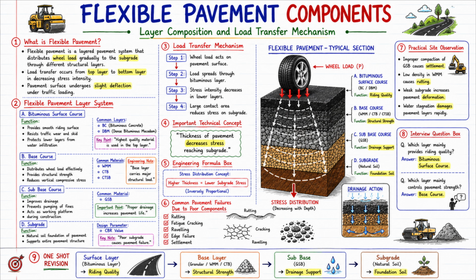Surface layer, riding quality; base layer, structural strength; sub-base, drainage support; subgrade, foundation soil. And friends, this entire flexible pavement structure is the backbone of actual highway engineering. If layer composition is correct, compaction proper, drainage effective, and material quality is controlled, the pavement can give safe performance for a long time.